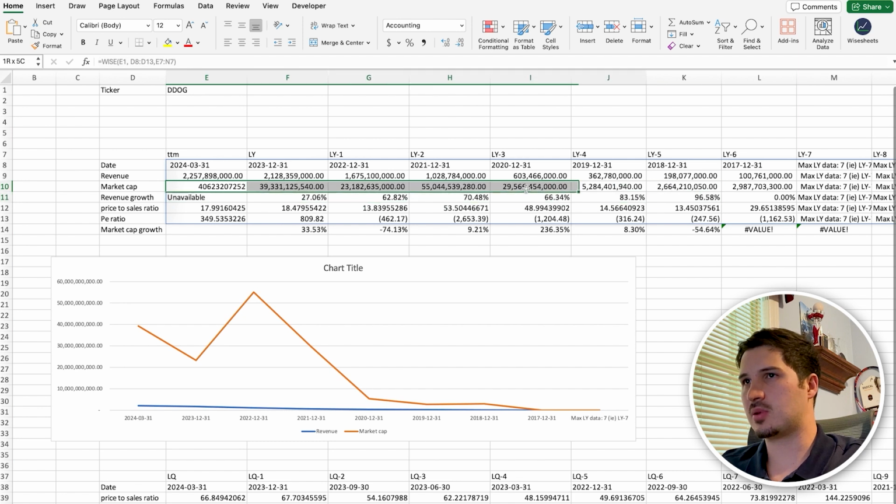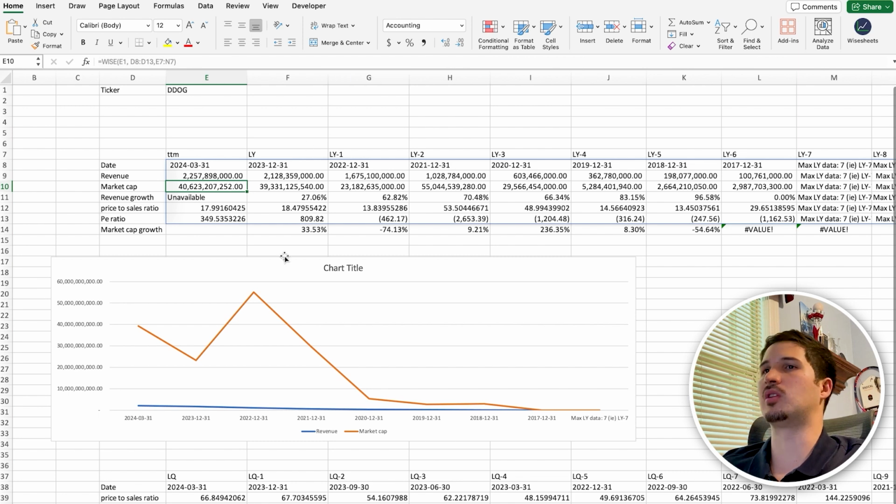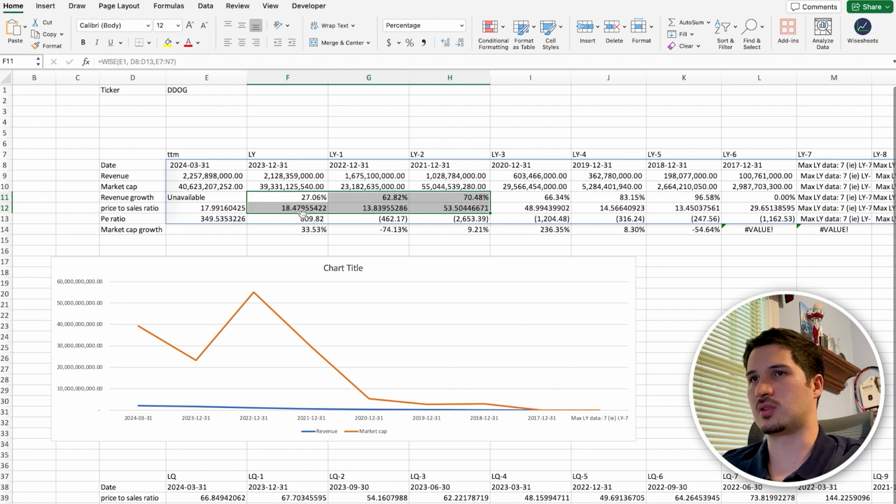Our market cap looks good as well. The company's increasing in value. So if I had to say right now 40 billion in market cap, that seems like a lot. We'll see if the price is justified. Revenue growth, TTM is not available, but you can see the other ones. So this is basically the same.